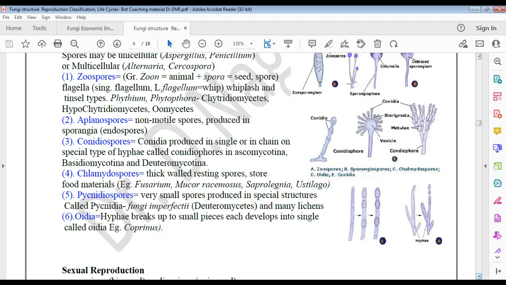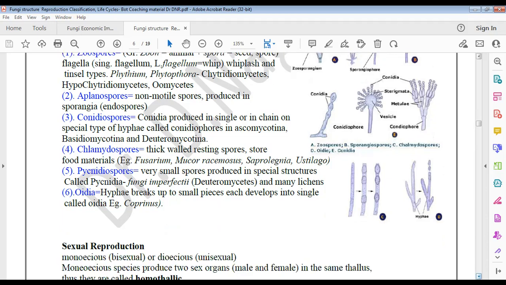You know, conidiophores are present in Ascomycotina, Basidiomycotina, and Deuteromycotina fungi. Especially chlamydospores, that is most important. Chlamydospores mean thick walled resting spores. Here and there in the thallus, the thick walled resting spores that are called chlamydospores. The special structure, resting spores.